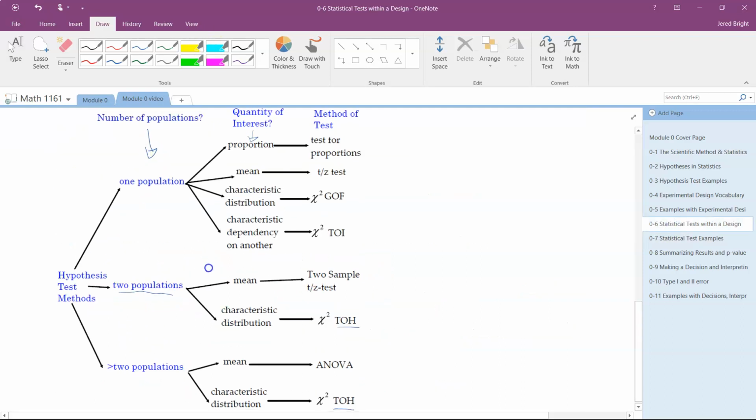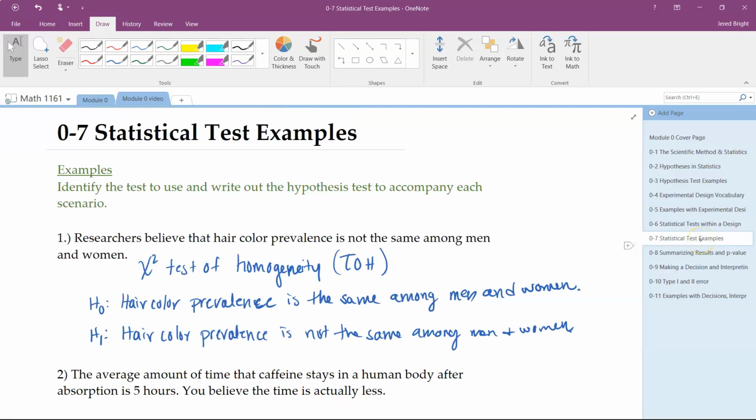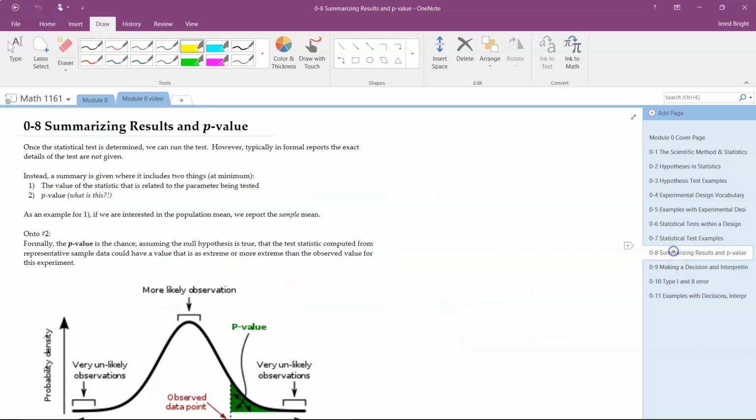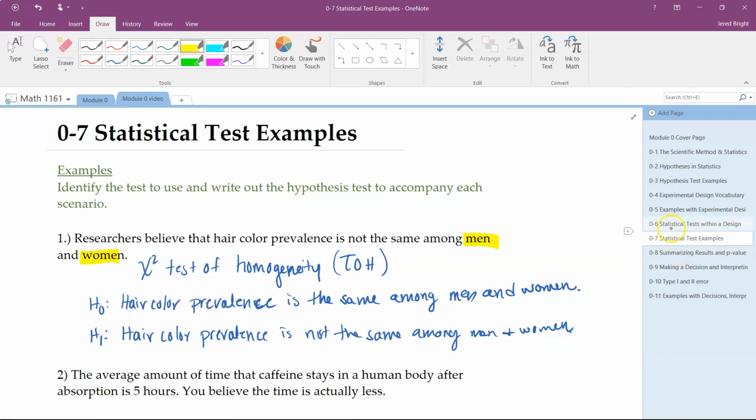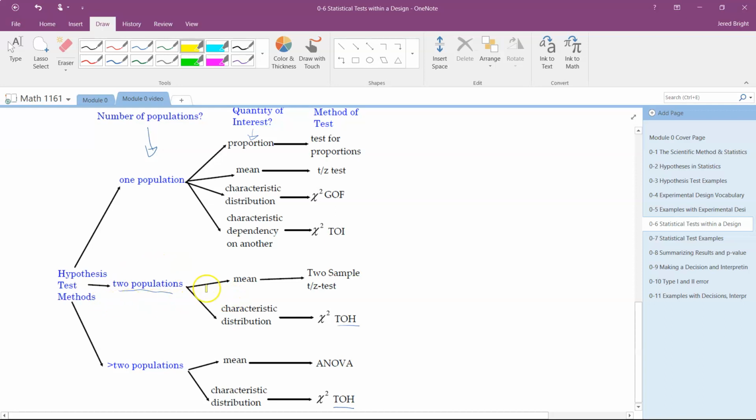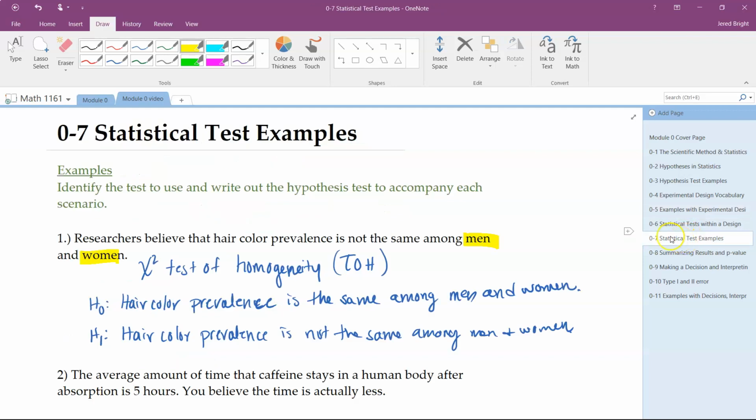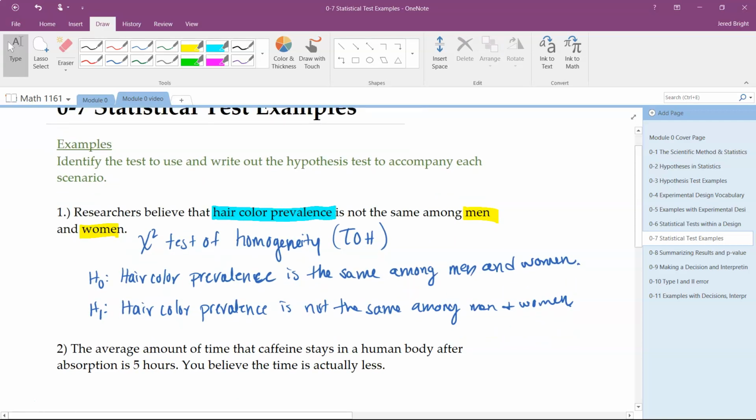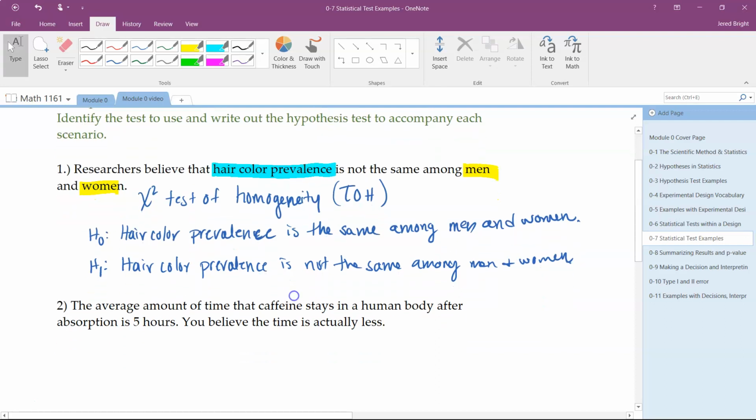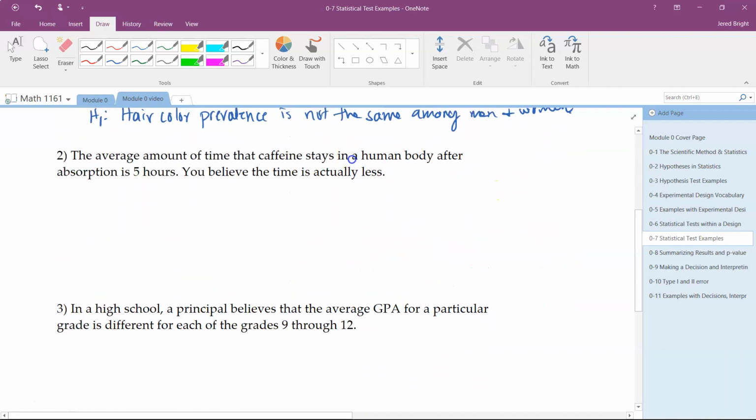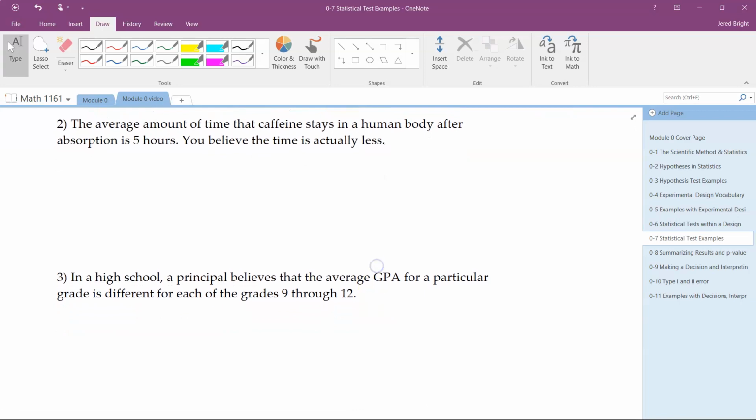Okay, now to recap this, what I had to first do is use my tree, and I needed to determine the number of populations. So that's where I said the number of populations, there's 2 of them. Okay, so that narrowed it down to this middle part, and then I had to say what was the quantity of interest. Well, that was hair color prevalence, which is a characteristic, and so that led me to a chi-squared test of homogeneity. Okay. All right. Next one.